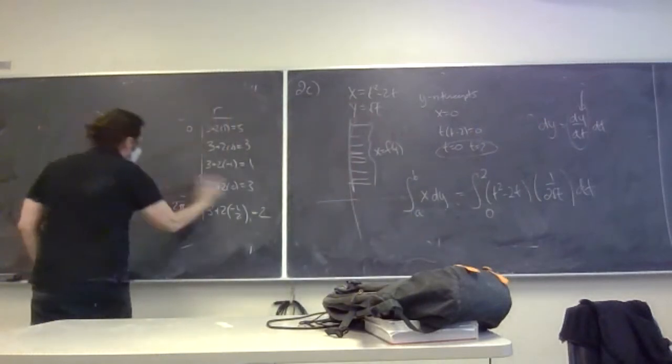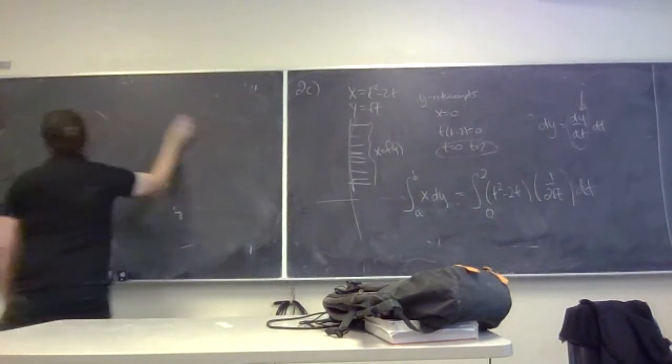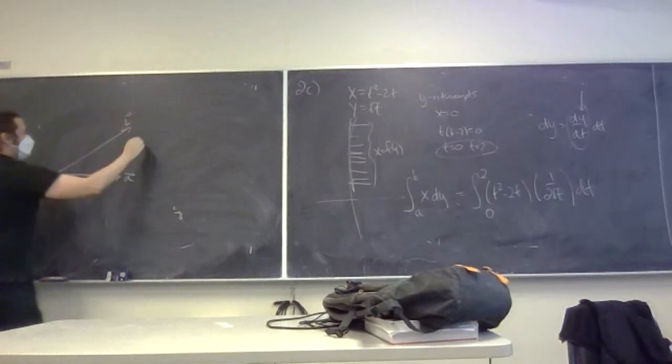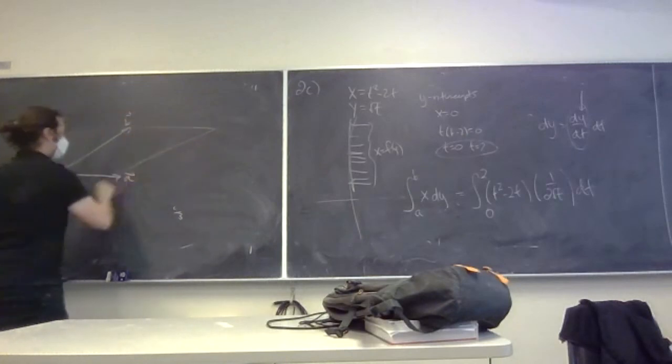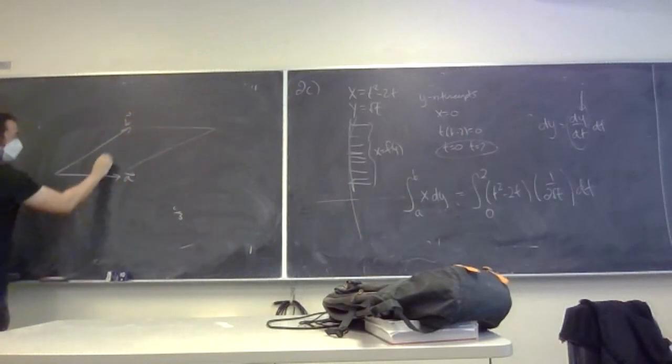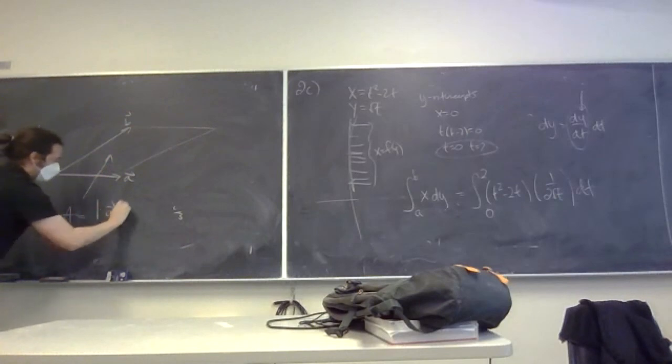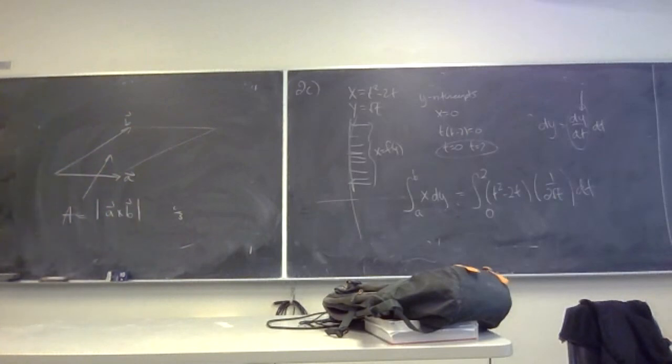Okay, so the whole point of this is just to remember that if you have a vector A and you have a vector B and they make some parallelogram, the area of this is the length of the cross product of A and B. Right, so the magnitude of the cross product tells you the area of the parallelogram.